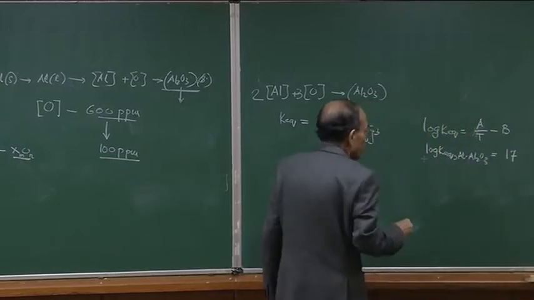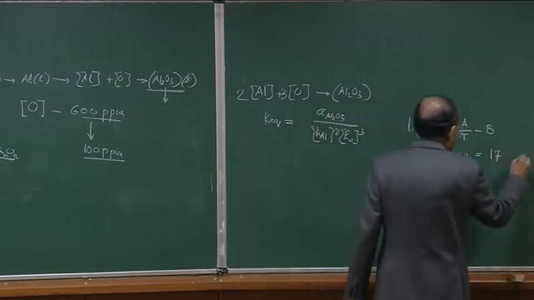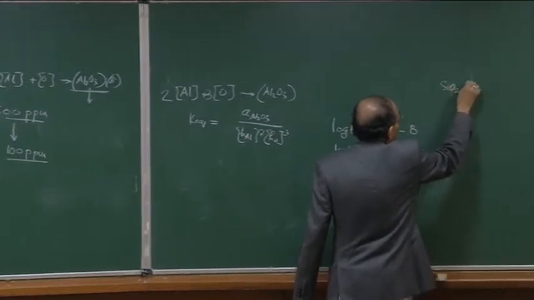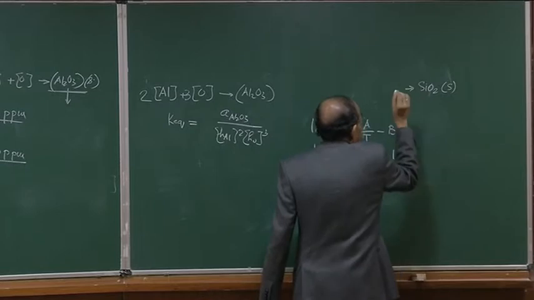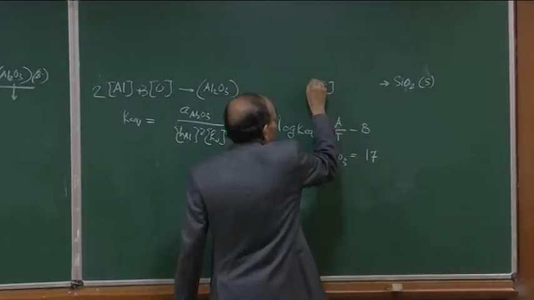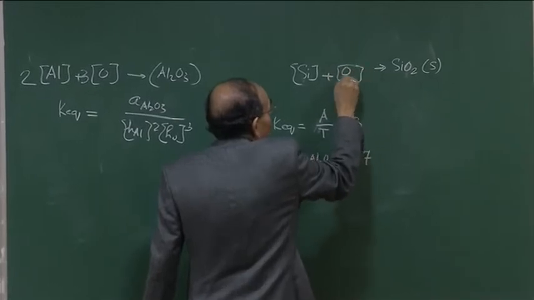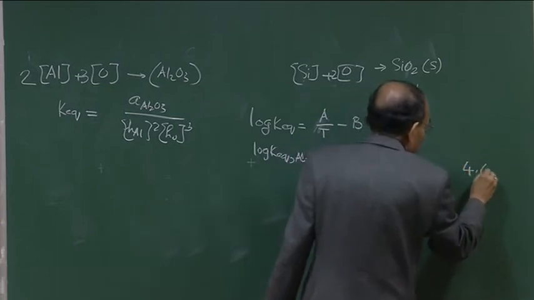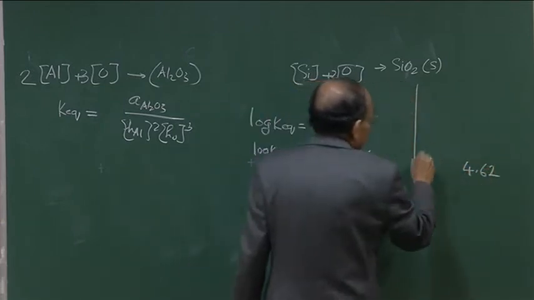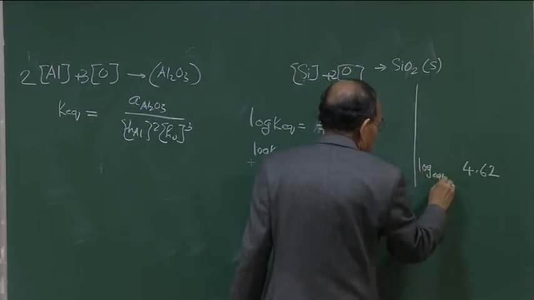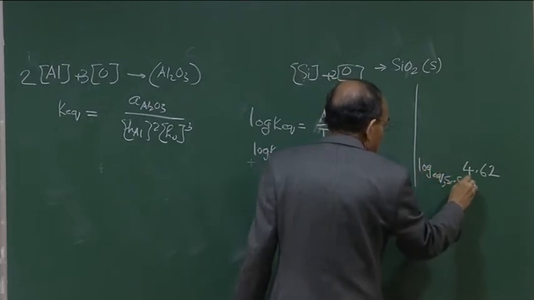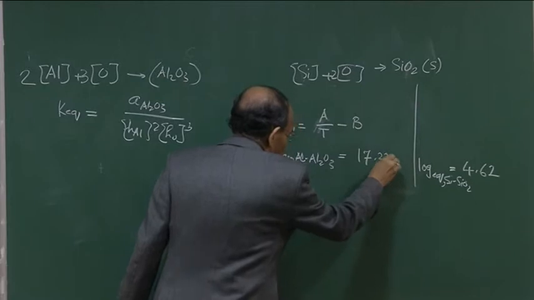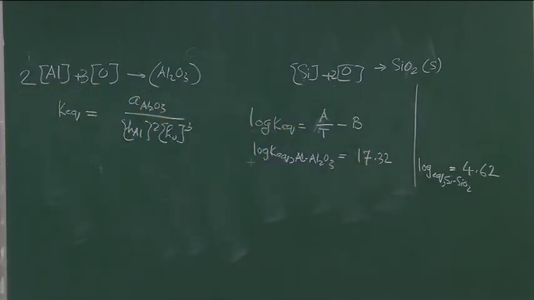On the other hand, if you take similar reactions for silicon and oxygen, silica solid, not manganese silicate anymore, so it is silicon dissolved plus oxygen dissolved, and here what we are going to see is that log K equilibrium for silicon is going to be 4.62 or something like that, while for aluminum it is 17 point something, I think 32 or exactly, marginal variations could be there.